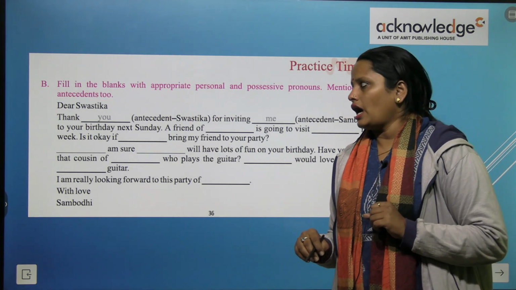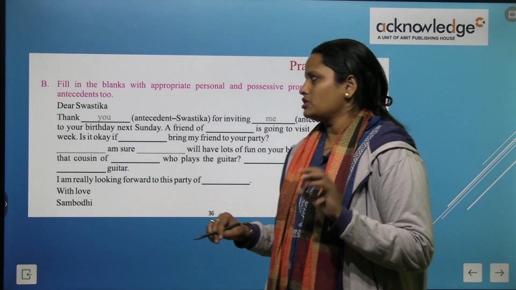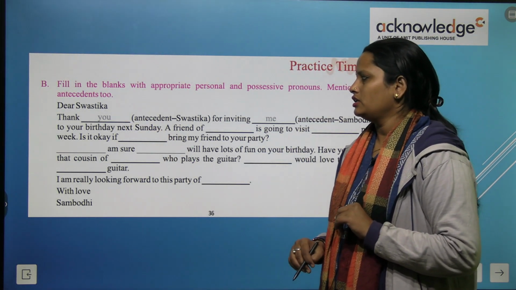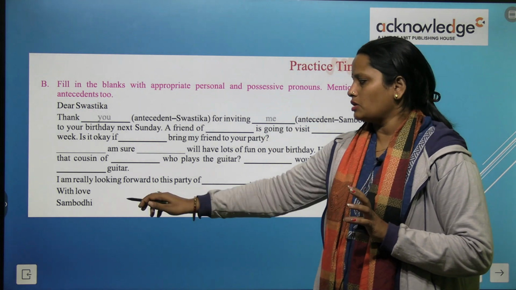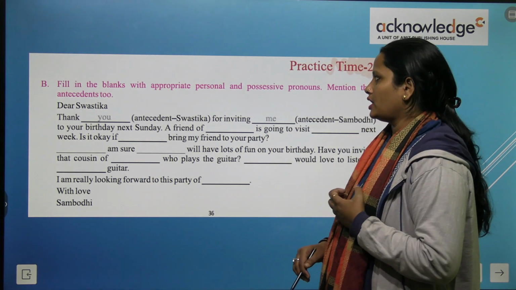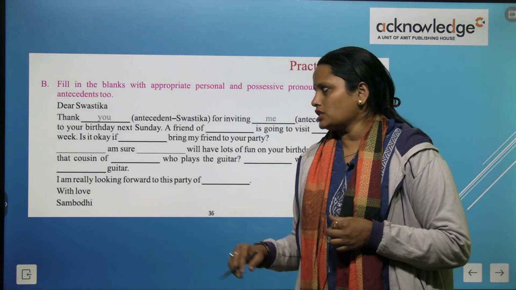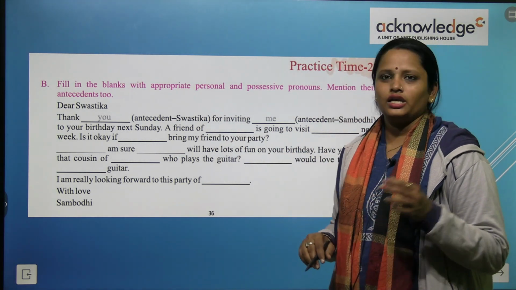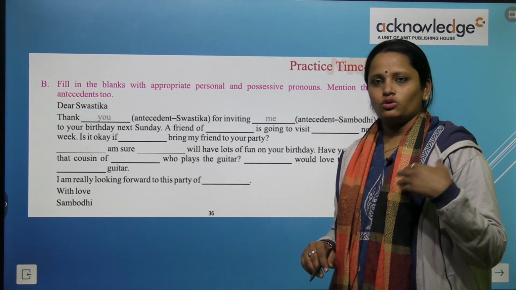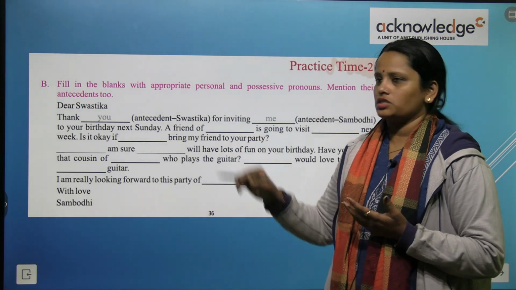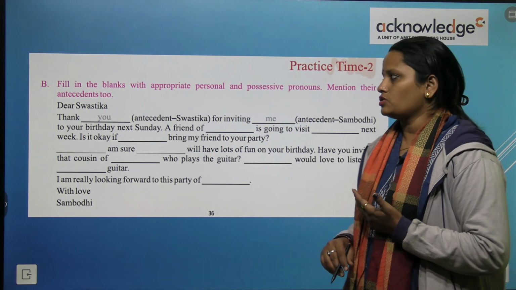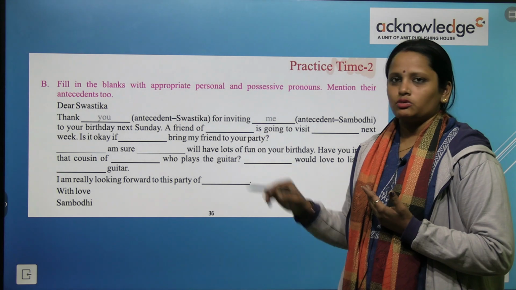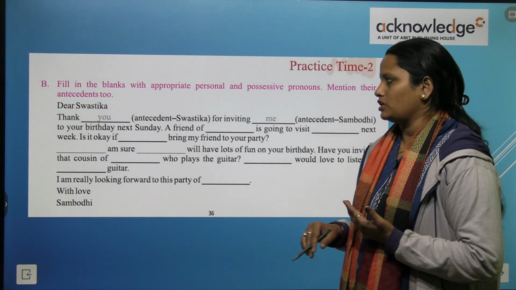Mention their antecedents too. So here, dear Swastika. So स्वास्तिका को संबोधि ने ये लेटर लिखा है. So dear Swastika, thank you for inviting me to your birthday next Sunday. So यहाँ पे संबोधि, स्वास्तिका को थैंक यू बोल रही है कि स्वास्तिका का बर्थडे है, तो उसने इनवाइट किया है संबोधि को, तो उसने बोला है थैंक यू फॉर इनवाइटिंग मी.